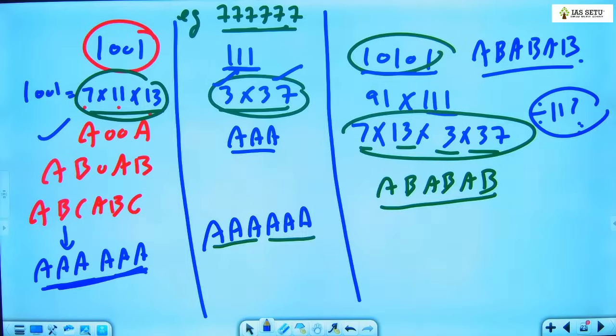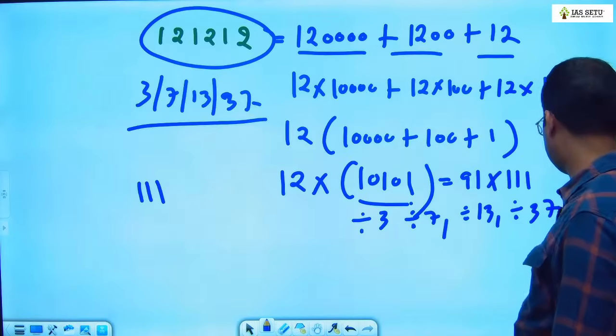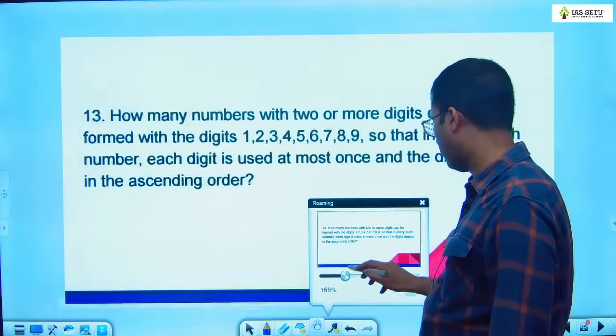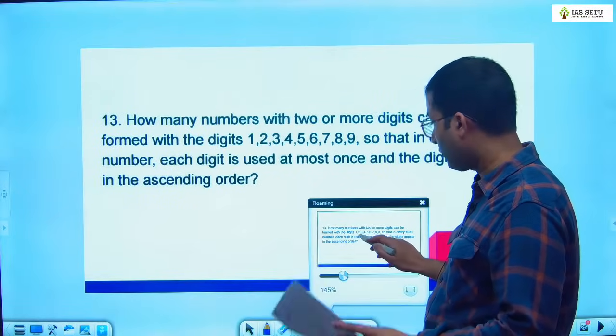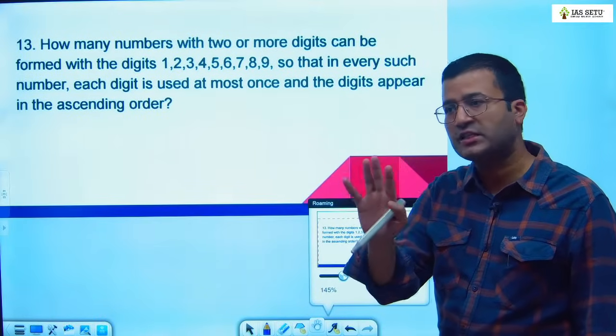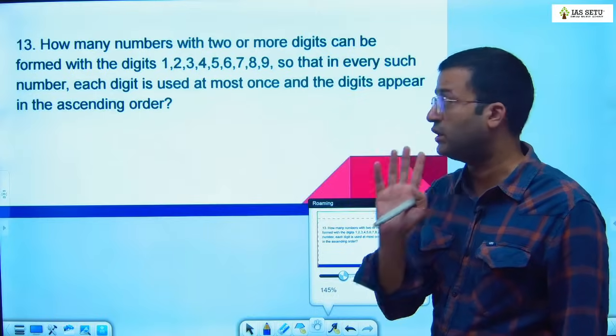Now here, next question. Divisibility of 625: last 4 digits. 125: last 3 digits. 25: 2 digits. 5: 1 digit.